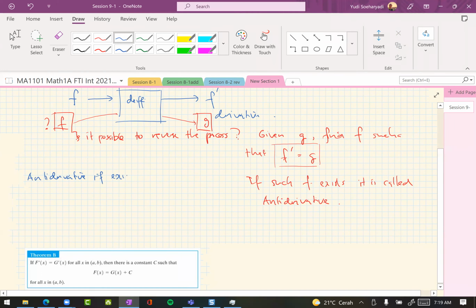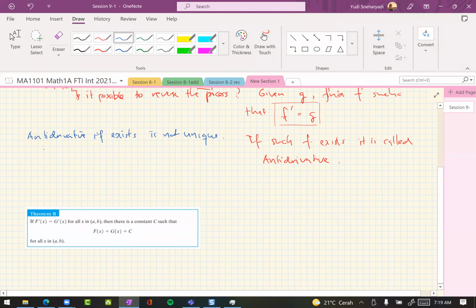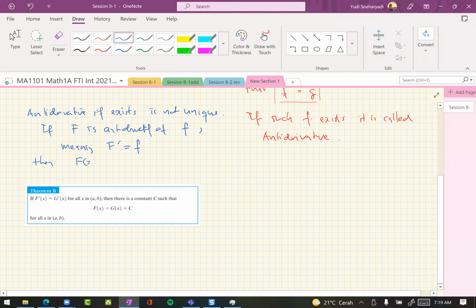If it exists, it is not unique. Okay. If say capital F is an antiderivative of f, that means capital F prime is f, then any constant plus F is also an antiderivative.